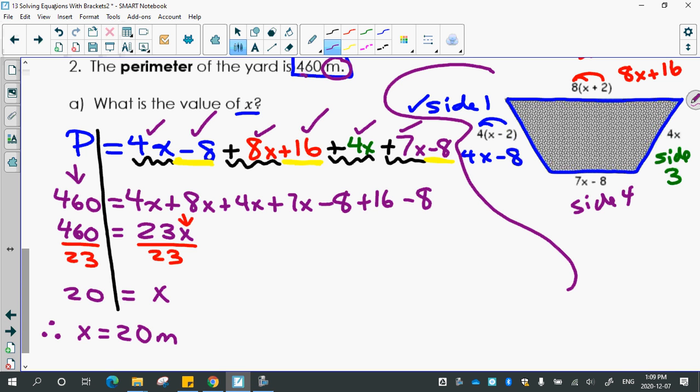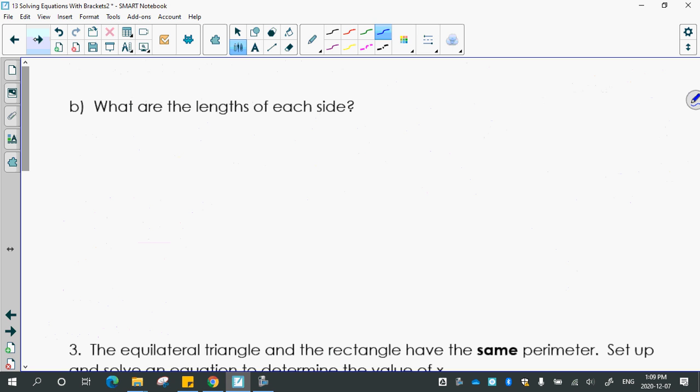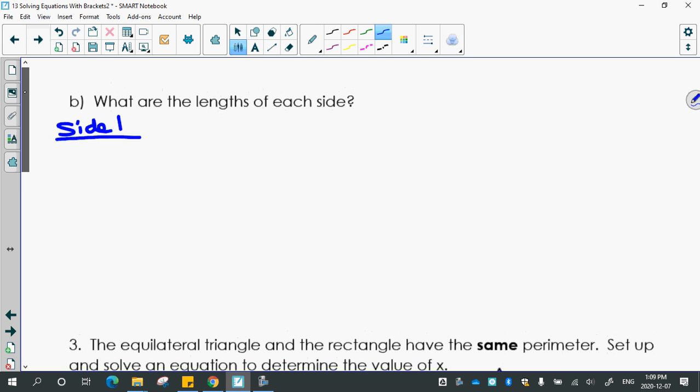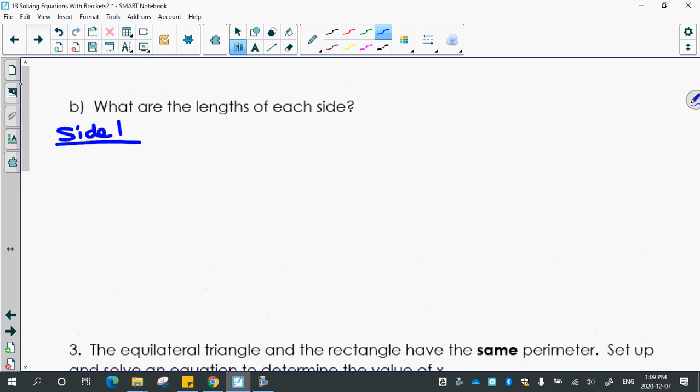Okay, so we just spent all that time finding out that x was 20 meters. Okay? So we found out x was 20 meters. We also know the whole perimeter is 460. If you turn the page over, it wants to know how long each side is. So, good thing we named them. Side 1.